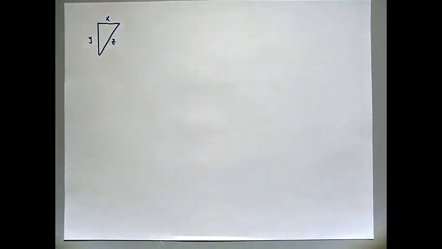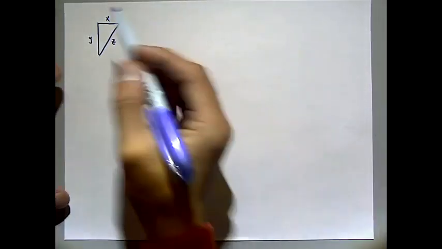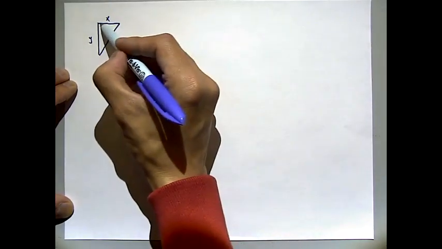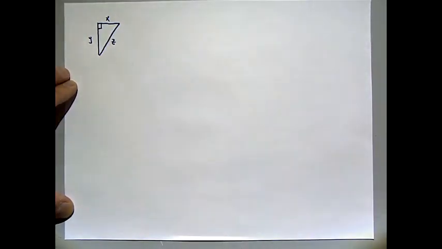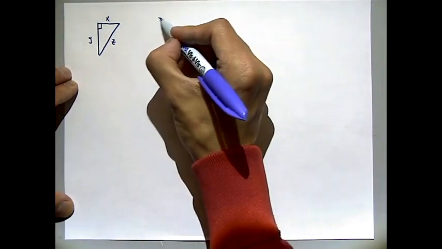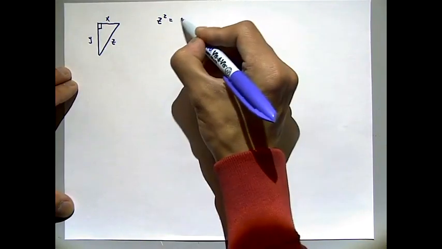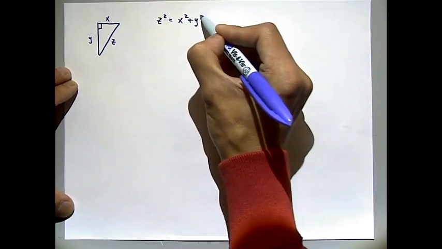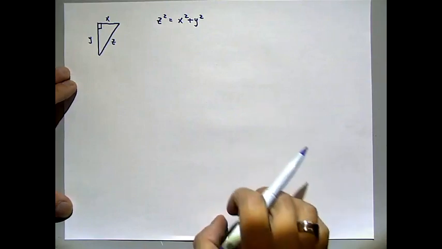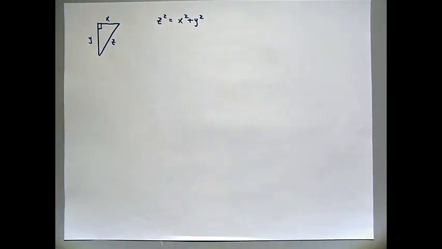Okay, so we're trying to relate dy/dt, dx/dt, and dz/dt. We're trying to relate the two car speeds to the rate of change of the distance between them. And the relationship between all three variables, knowing this is a right angle triangle, is something we know, right? We know that z squared is going to be x squared plus y squared. The Pythagorean theorem gives us that.